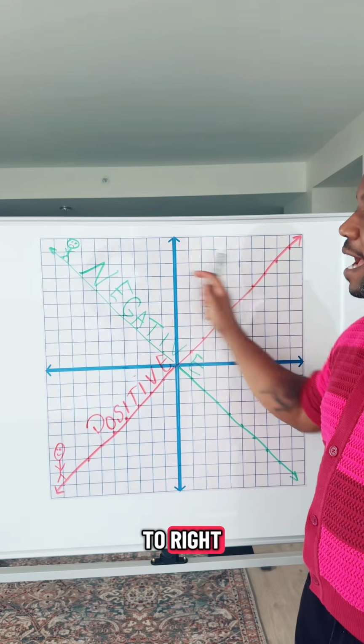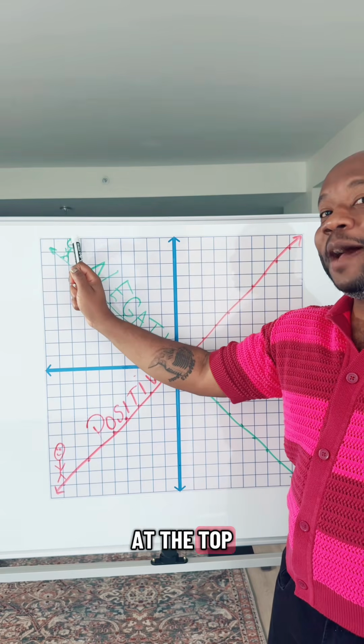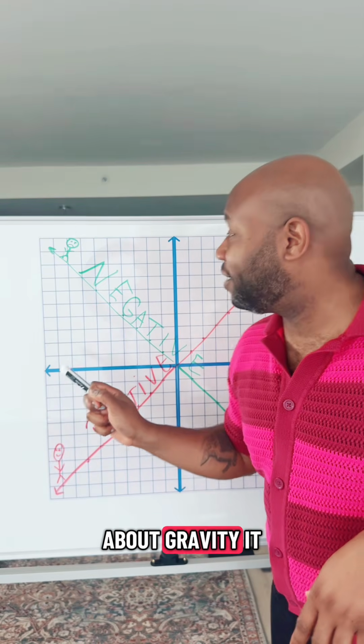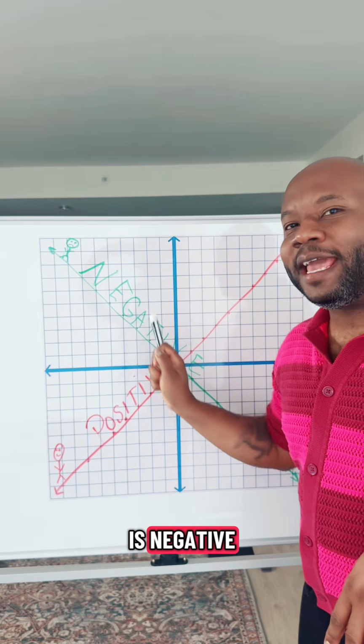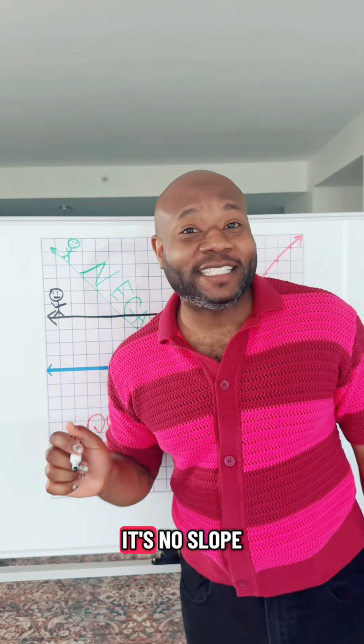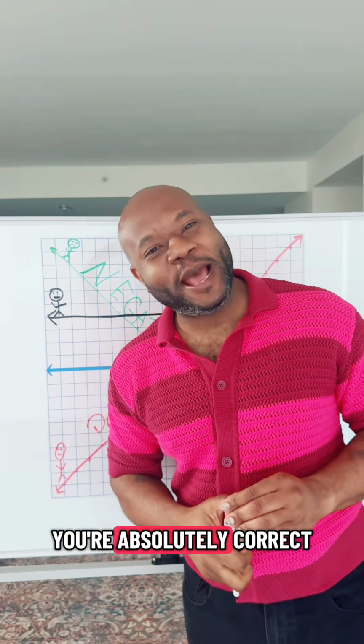Reading from left to right, this person is at the top, and they have to walk down or roll down, whichever one they want to do, whichever one's going to happen by gravity. It is negative. What type of slope is this? If you said it's no slope or zero, you're absolutely correct.